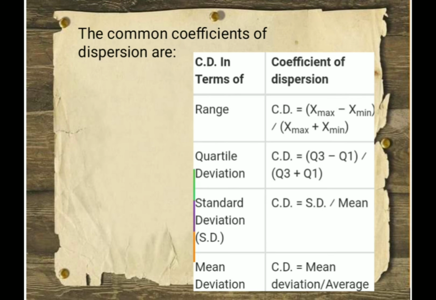The common coefficients of dispersion are in the table set here. We can see the formulas for our coefficients of dispersion in table 2. We can observe that we also have range, quartile deviation, standard deviation, and mean deviation. But on the other side, we have a different formula for our relative measures of dispersion. That's all for the measures of dispersion.